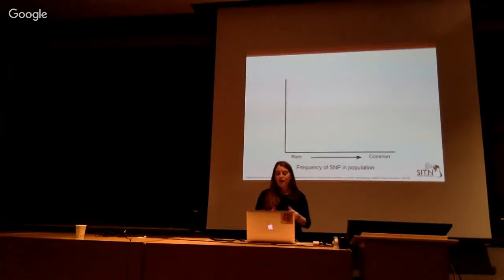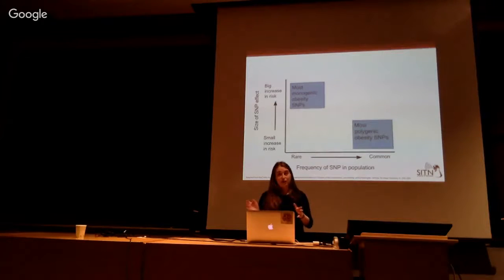So if we look along an axis of a SNP being rare to common, so along the x-axis, and then on the y-axis we have the size of the SNP effect, so a small increase in risk at the bottom, a big increase in risk at the top, there are a bunch of categories that a SNP could fall into. Most monogenic obesity SNPs are going to fall into this category of being rare with a big increase in risk. In contrast, when we talk about polygenic obesity SNPs, these are going to be common with a small increase in risk. And if we wanted to know about common SNPs that cause a big increase in risk, you would discover that there are actually very few SNPs in that category.